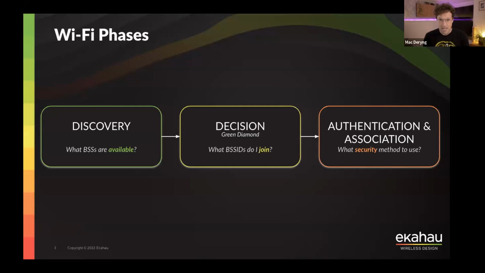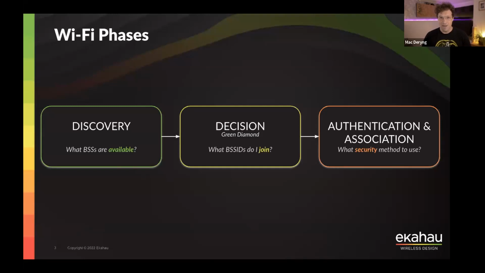Once we have discovered our access point radio or radios, we can then start making a decision. So our client will think through: what options do I have available? How many radios do I see? Which radios do I like the most? Which is the most attractive from my perspective? This decision-making process is called the green diamond algorithm that the client is running on its end. It's always down to the client to decide which AP, which radio, which BSS ID. BSS ID is the MAC address of the radio the client will join.